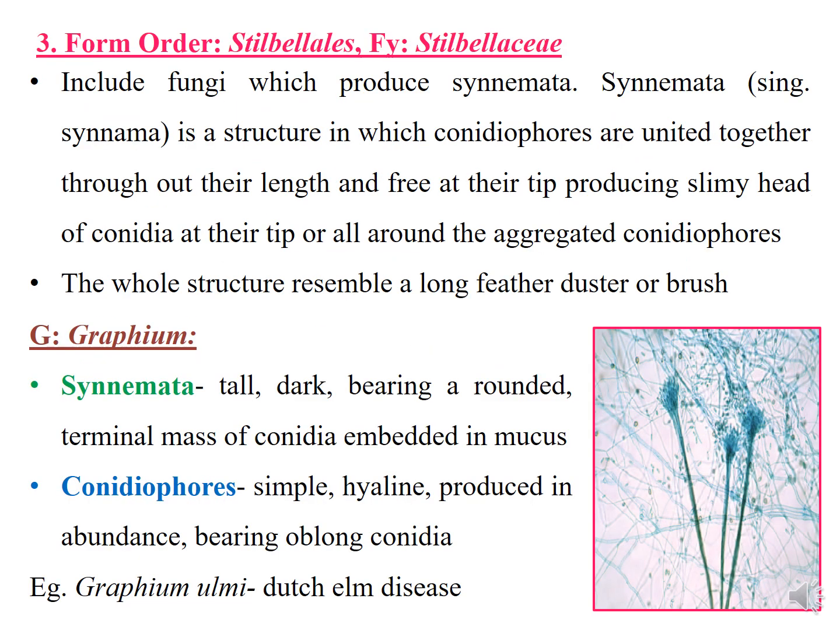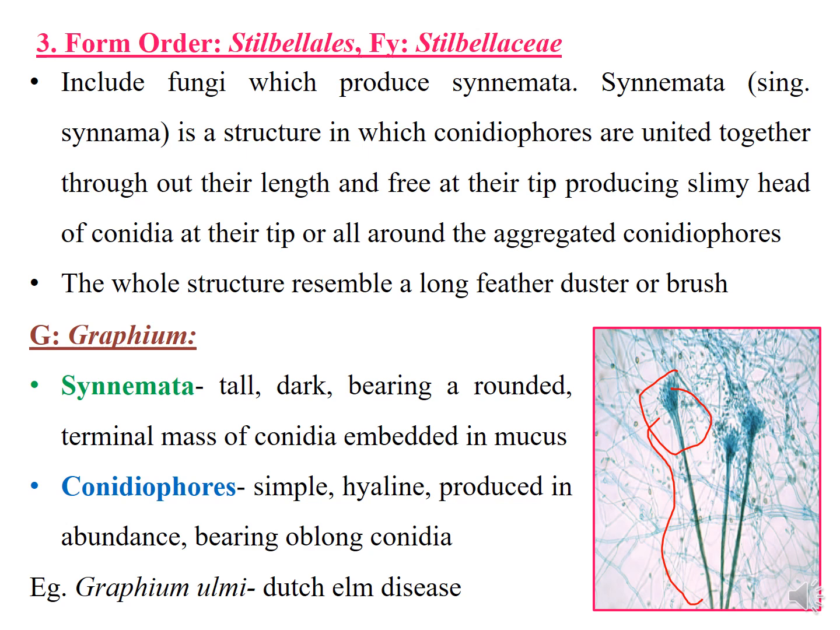And coming to the form order Stilbellaceae, which consists of the single family Stilbellaceae. Stilbellaceae include the fungi which produce the synnemata structure. Synnemata is nothing but a structure in which conidiophores are united together. Here you can see in the picture where conidiophores are united together throughout their length but free at their tip, and they are producing a slimy head of conidia at their tip all around the aggregated conidiophores.